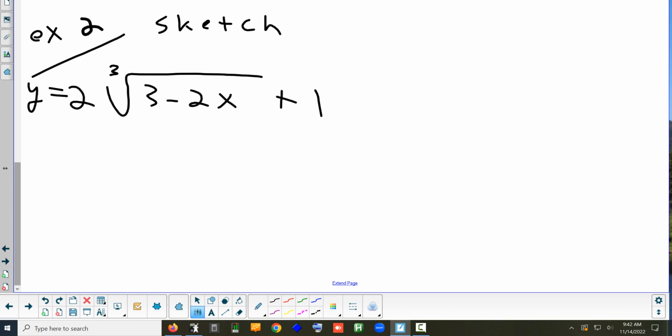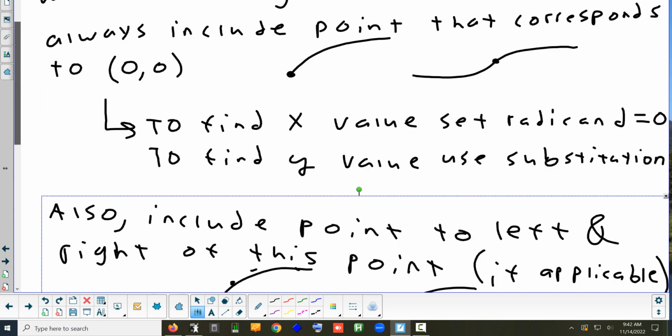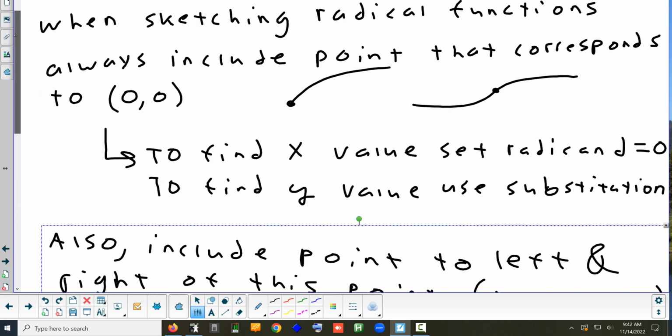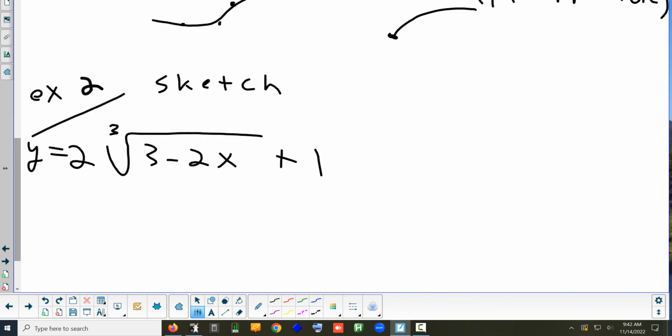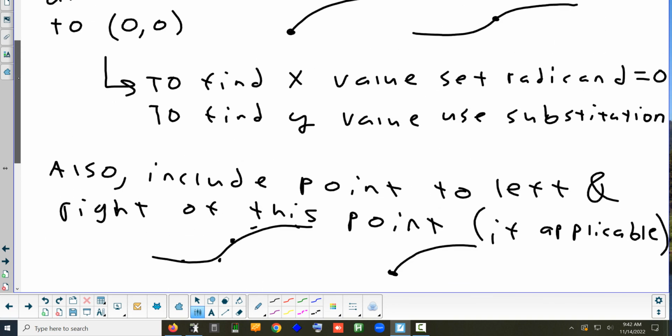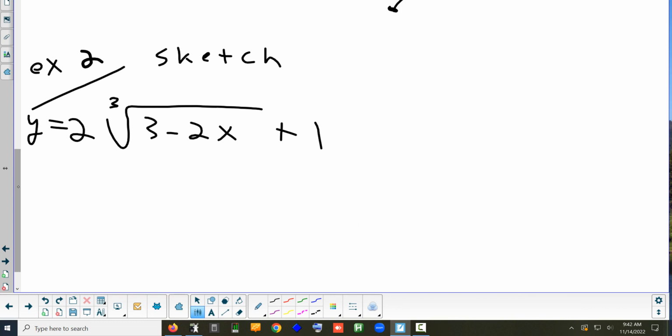All right, so first step: find the x value of the center or the start. First, can you tell me, is this going to have a center or a start point? It's a cube root. It's going to have a center. So let's find the center. Set the radicand equal to 0. My radicand is 3 minus 2x. Set it equal to 0. And this will give you the x value of the center.